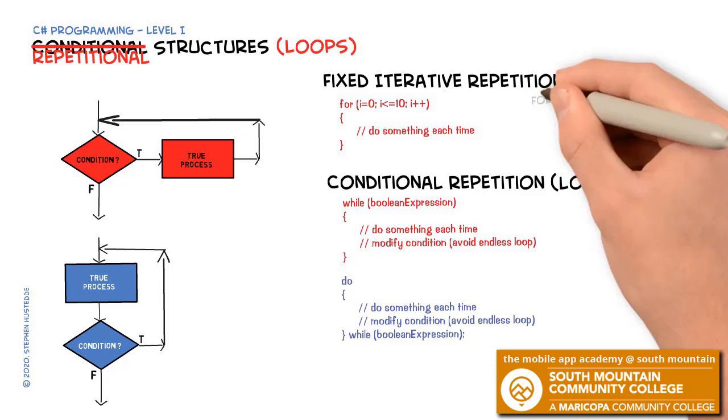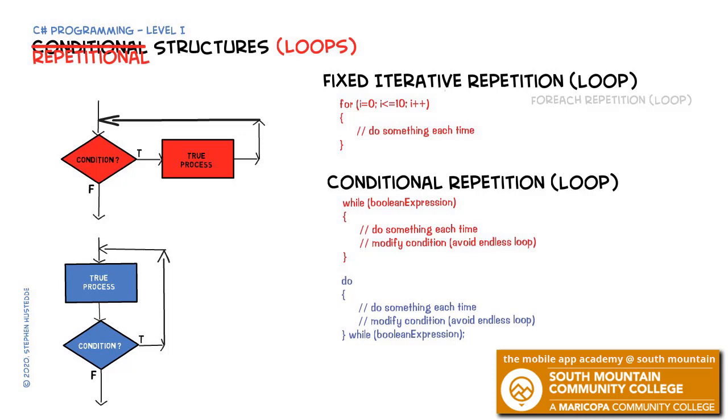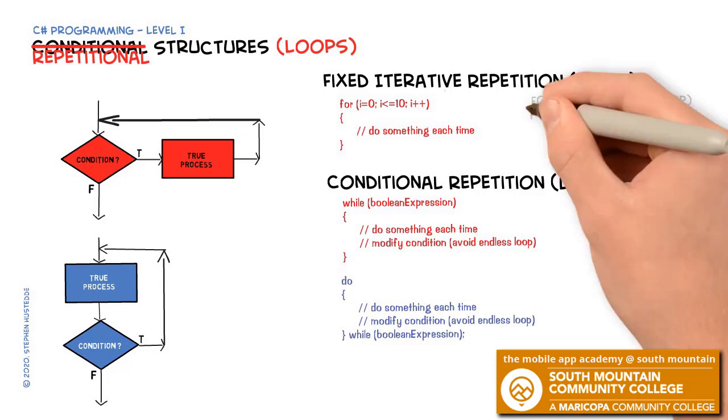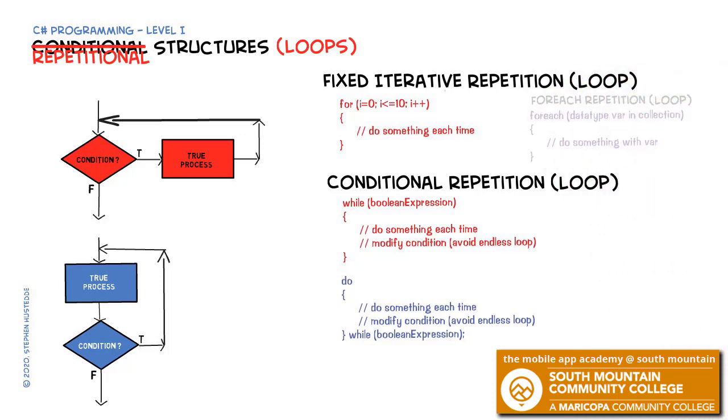There's also a variation of the fixed iterative loop, and that is a foreach loop. And those come into play when we're working with collections like arrays or lists. And we'll look at those much later in the semester. For now, we will focus on the for, the while, and the do while.